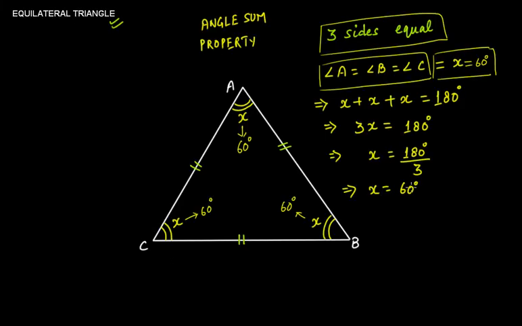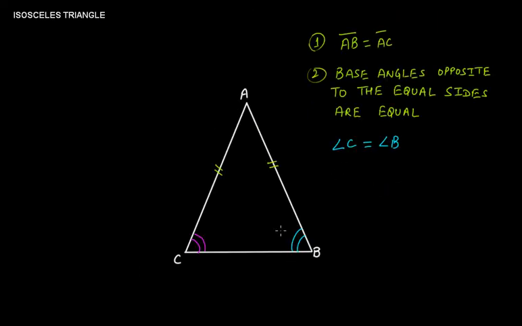Like in the equilateral case, we could easily find x is equal to 60 degree, that is, each angle will be 60 degree. Here, you cannot tell a specific value for an isosceles triangle. It all depends upon this angle, and then whatever angle will be here, this angle will also be equal to this one. So there is no fixed value in the case of an isosceles triangle. In the case of an equilateral triangle, yes, it's always fixed. All the three angles will be equal to 60 degree.